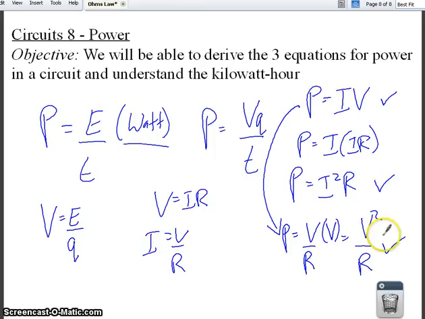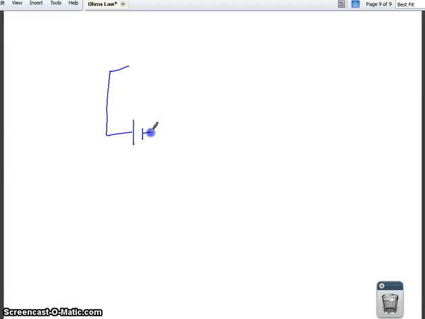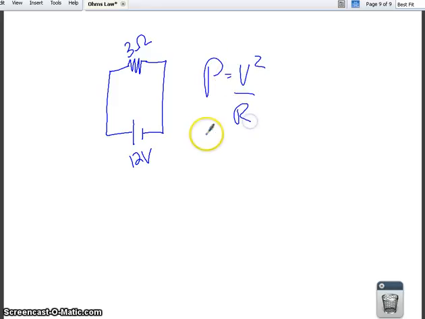So if we have a circuit here with a resistor, okay, and let's say we know we have a 12-volt battery and we have a 3 ohm resistor here, how much power is going to be in this circuit? I have volts and resistance right here. So in this case, I would use P equals V squared over R because I have volts and resistance, and I would solve for this.